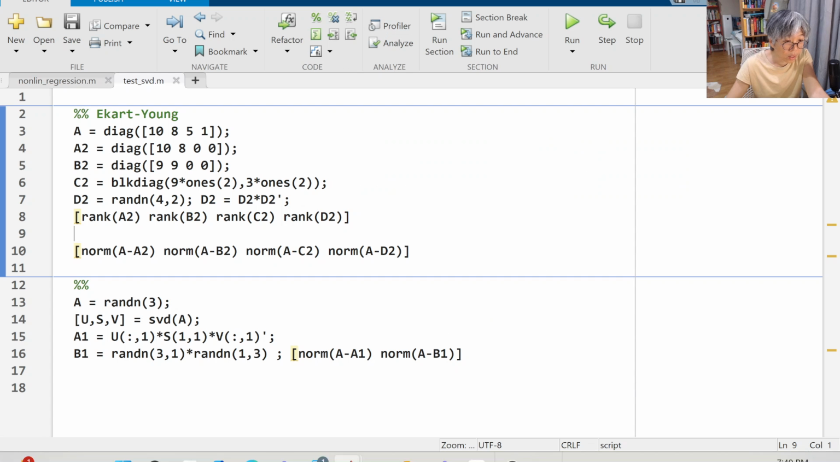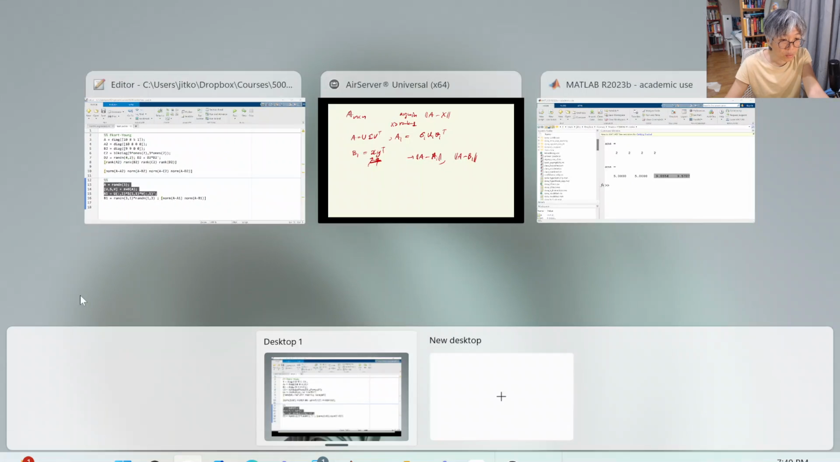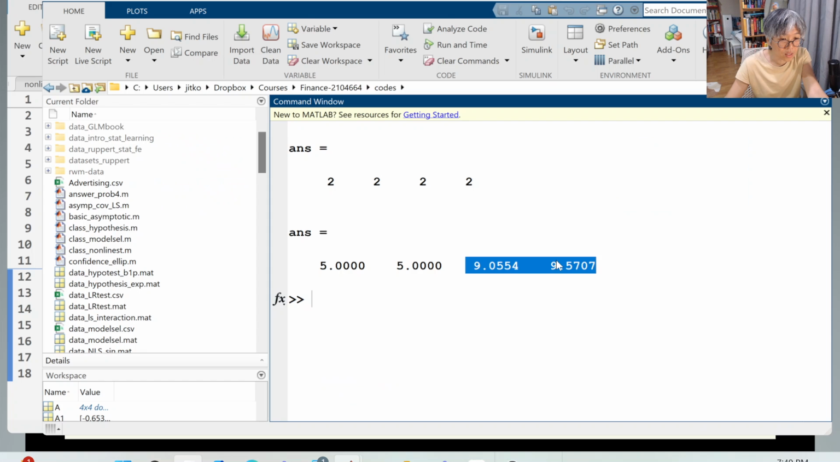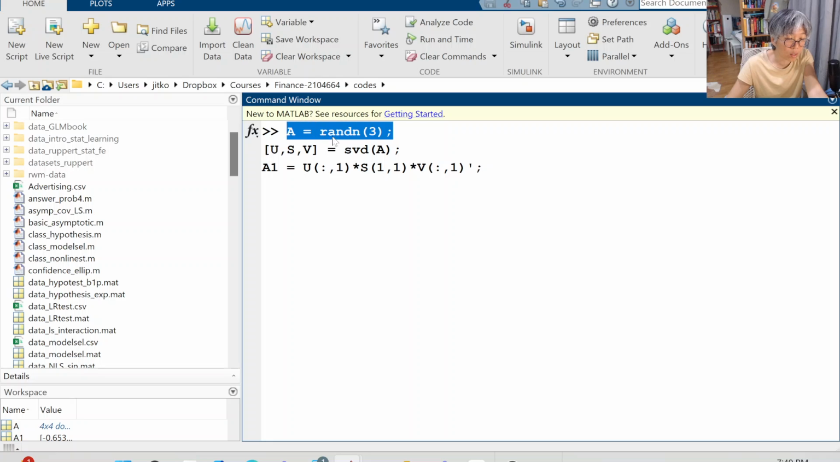So here's the code at the end. Let's remove the screen. I generate A, randomly 3 by 3 from a normal distribution, and I perform SVD. So my best rank 1 approximation is going to be sigma 1, U1, and V1 transpose.